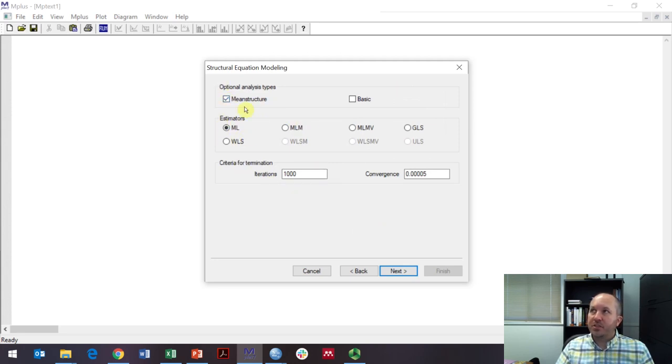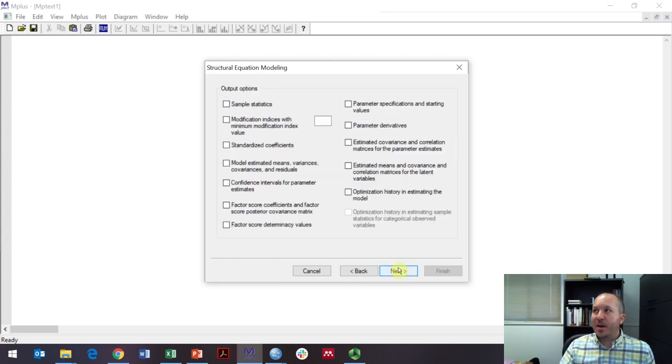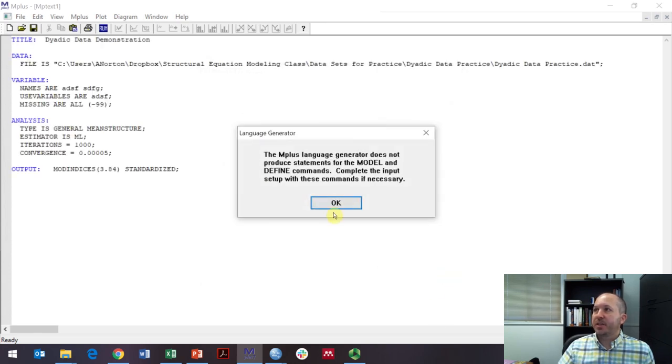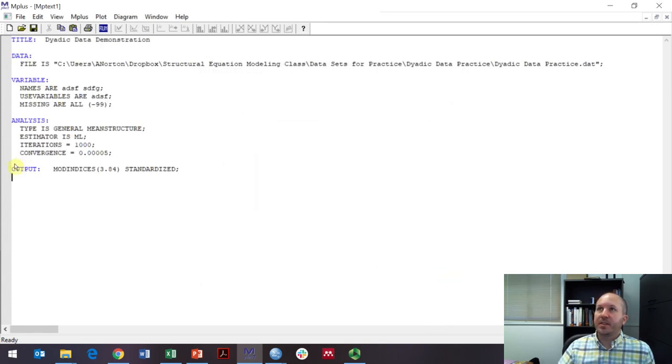You can click mean structure if you want here, because M+ evaluates data with mean structures. However, it does it automatically, so you do not have to click that. We can ask for modification indices if we wanted to at 3.84. We can ask for standardized coefficients, and then we don't need to do any of these other save options. We can hit finish, and then everything is done except for our model.